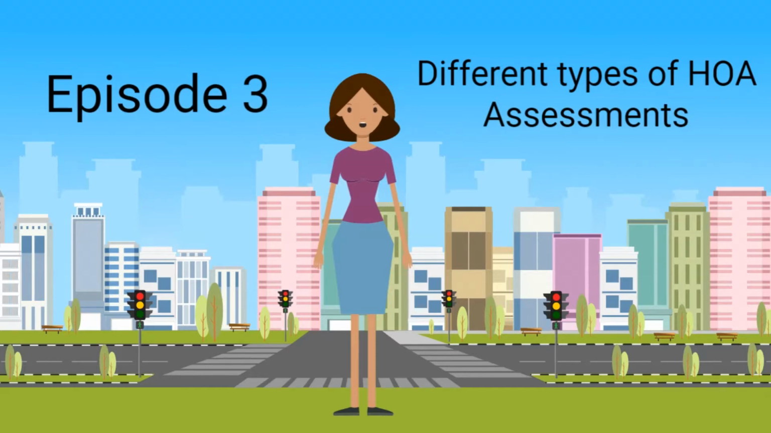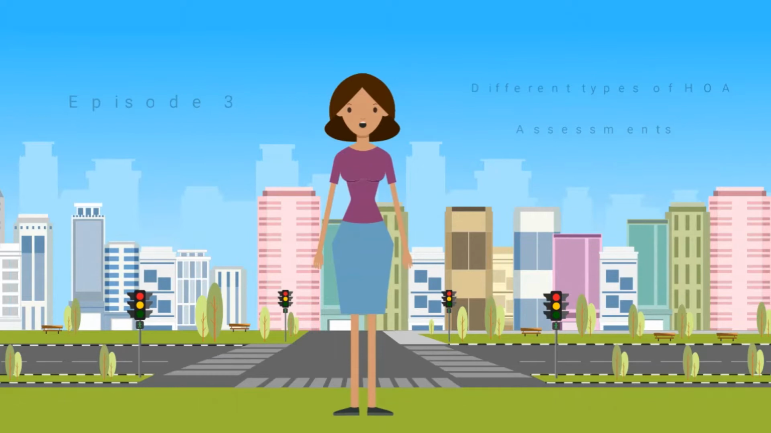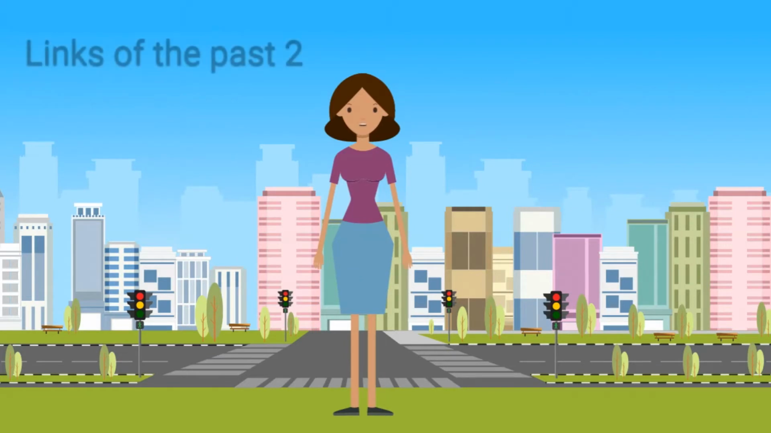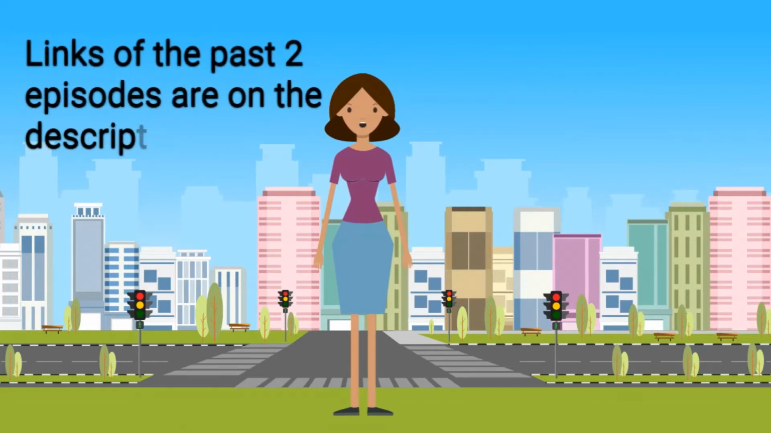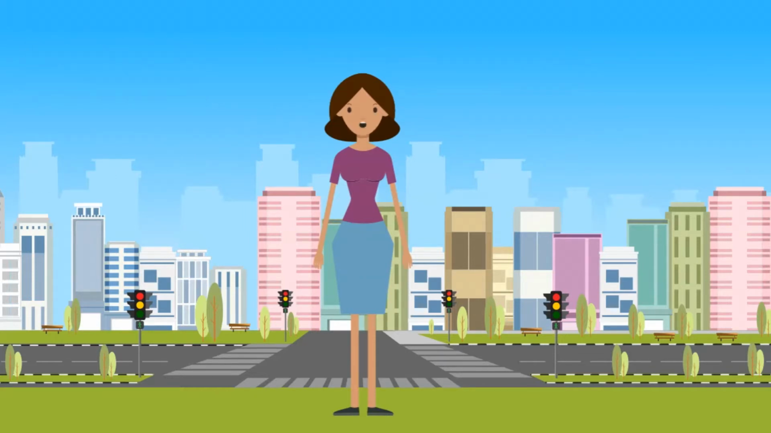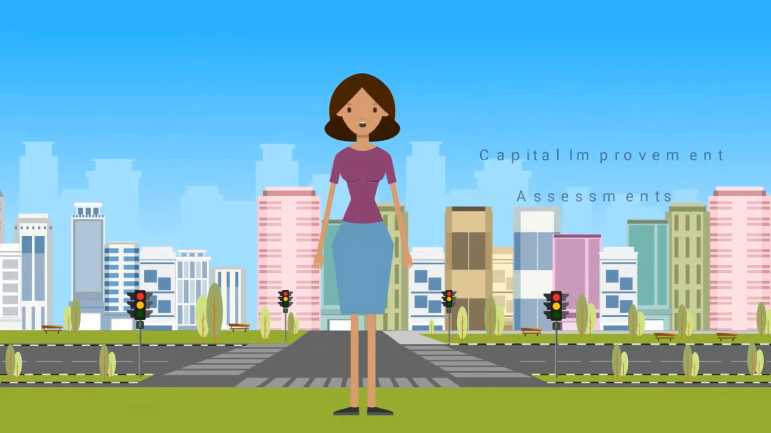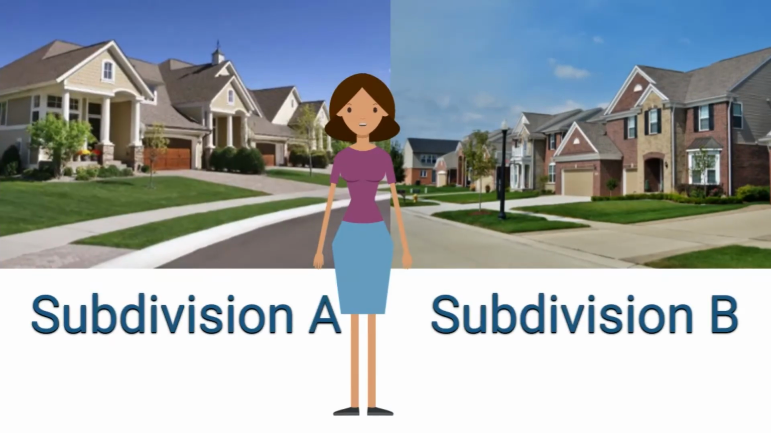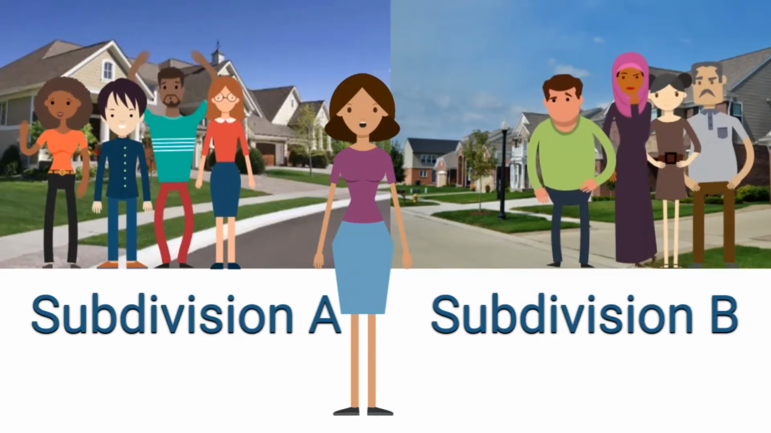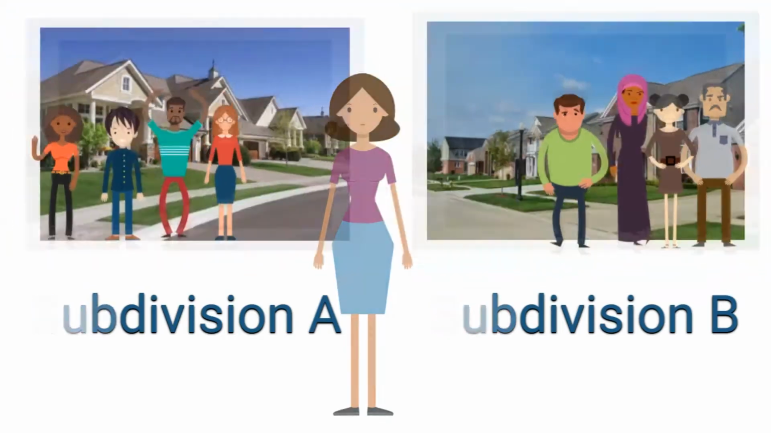If you're new to my channel, this is my third episode and I am still talking about the different types of homeowners assessments. In our last episode, I talked about association dues, the importance of paying it on time as well as special assessments. Today, we are going to talk about initiation fees, capital improvement assessments, and we are going to compare two communities that adopted the same set of bylaws, and how the manner that they are enforced makes a world of difference to the homeowners living in both subdivisions.